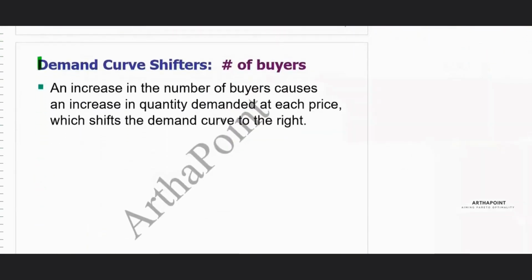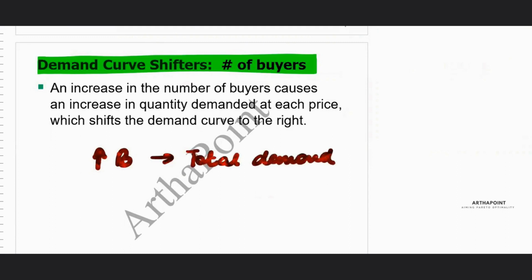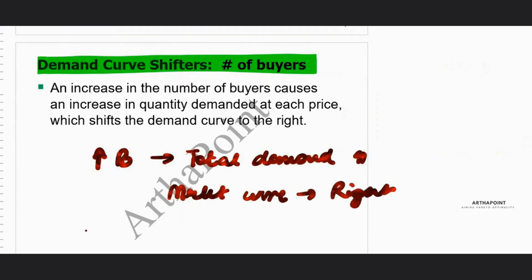Let's take the first example, the number of buyers. When there is an increase in the number of buyers, automatically the total demand in the market will increase. So the market demand curve will shift to the right, isn't it? At the same price, you will demand more.